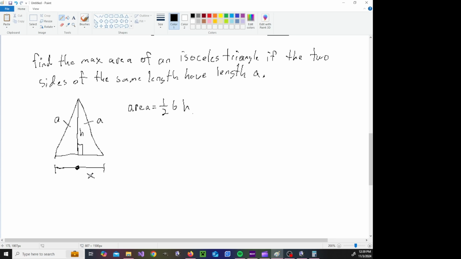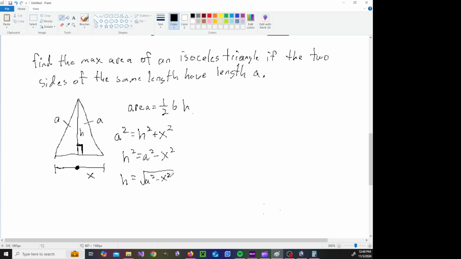So h, if I look at this right triangle here, I'm able to use the Pythagorean theorem with this half of the base. So this tells me that using the Pythagorean theorem, a squared is equal to h squared plus x squared, where x is this half of the base. So, because I want to get rid of h and just write things in terms of a and the base, I'm going to write this as h squared is equal to a squared minus x squared. So h is the square root of a squared minus x squared.